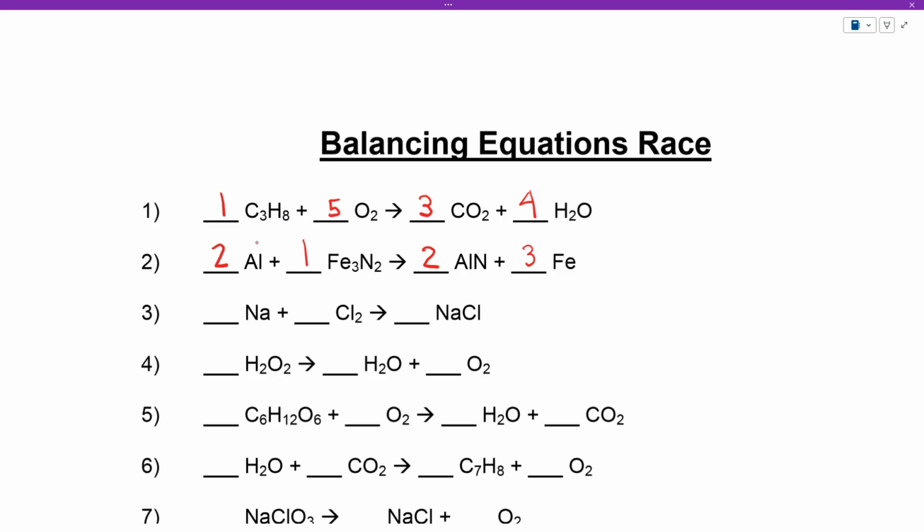So let's double check. 2 aluminums, 3 irons, 2 nitrogens, and of course 2 nitrogens. And this equation should be balanced.